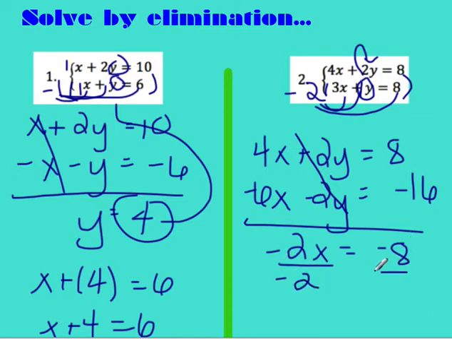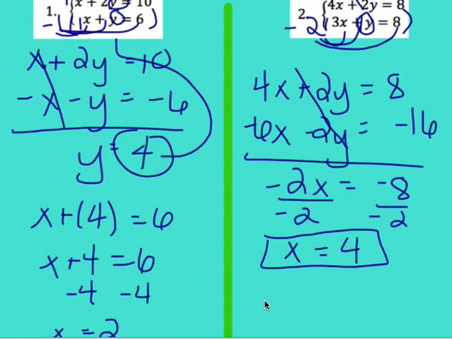So now I'm going to go ahead and divide both sides by a -2. Here I'm dividing two negatives, so that's going to become a positive. And 8 divided by 2 is going to give me 4. So that's for my x.